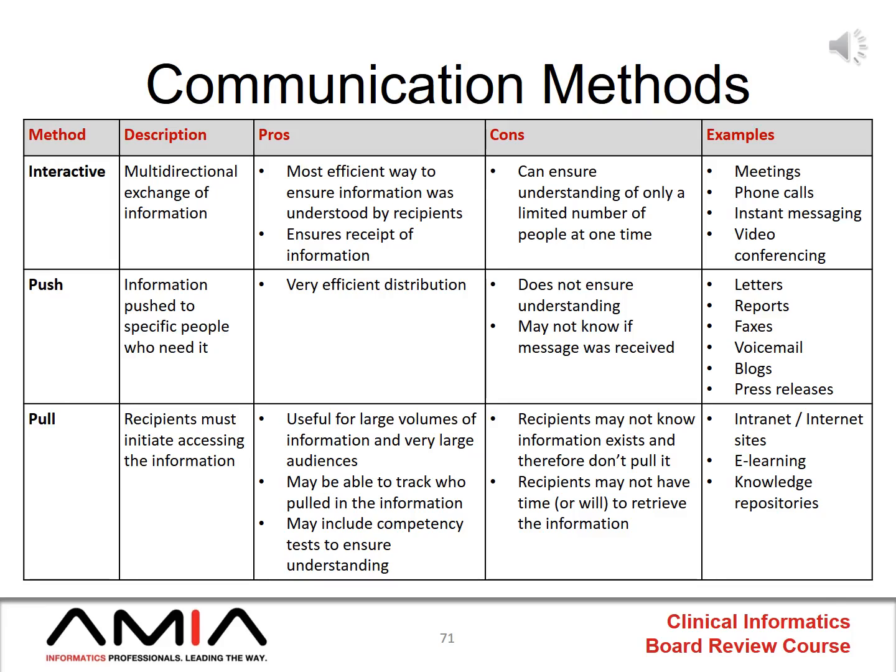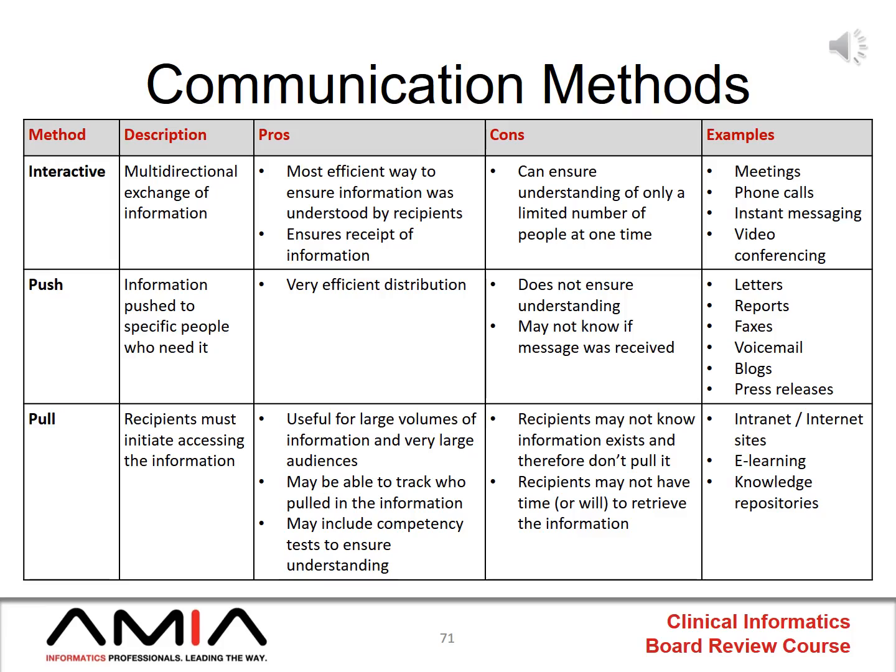The last model of communication is the pull method, where recipients actually must initiate accessing the information. This is very useful when you have large volumes of information that are not easily amenable to distribution. They also can be very useful for extremely large audiences, such as the entire world. And if you set up these types of pull communications correctly, you can actually track who pulled the information, which will help you determine who received it and who didn't. You can also include competency tests to assess the recipient's understanding of the information.